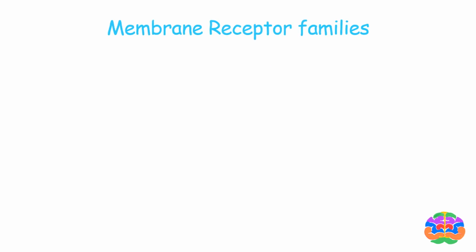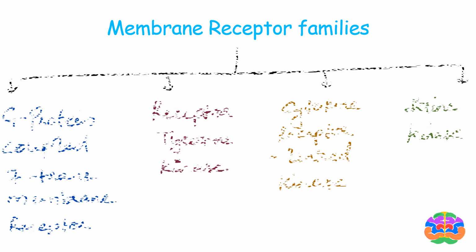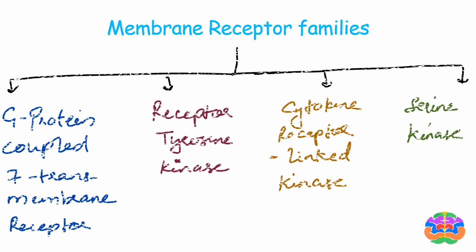Now, next, we will talk about various membrane receptor families. First, as discussed before, is the GPCR, that is G protein coupled receptor. It is a 7 transmembrane receptor which will be discussed in detail further. Next is the receptor tyrosine kinase, where tyrosine kinase is the enzyme activated. Next is cytokine receptor linked kinase. And the fourth category is serine kinase. All these receptors will be discussed in detail in our further lectures.